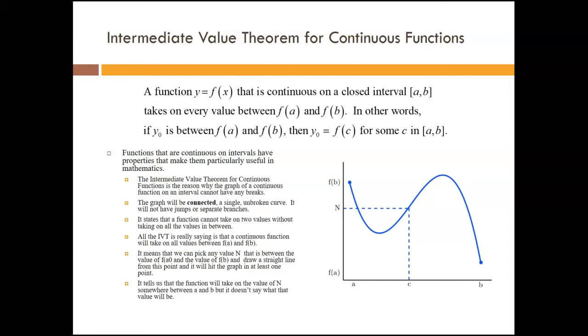There is a slight correction: this should be a, and that should be b. In other words, if y naught, and y naught is the same as n, if y naught is between f of a and f of b, then y naught will equal f of c for some c in [a, b].